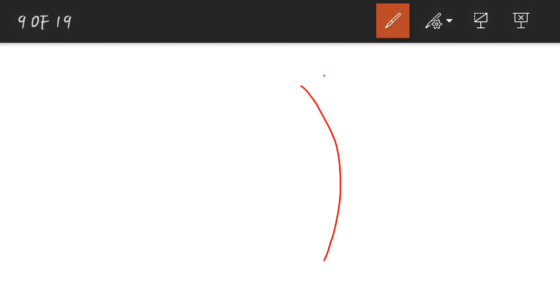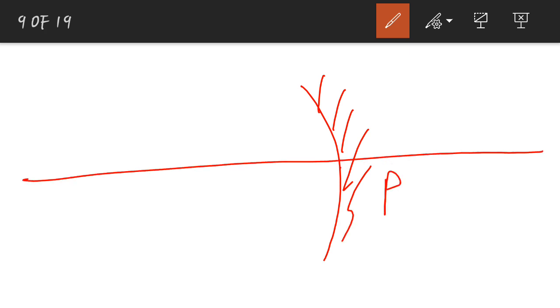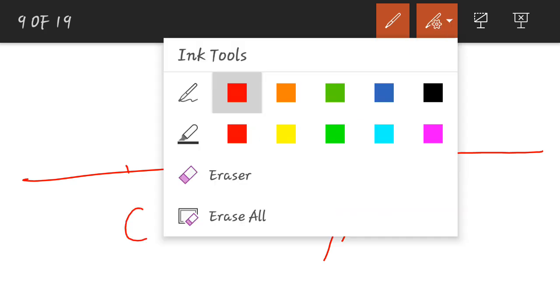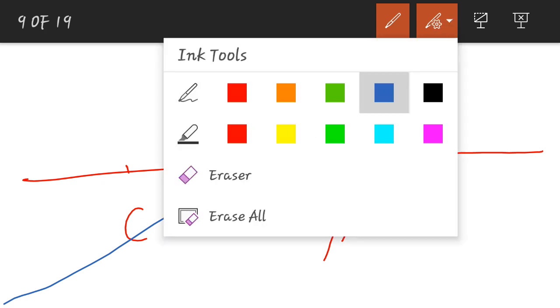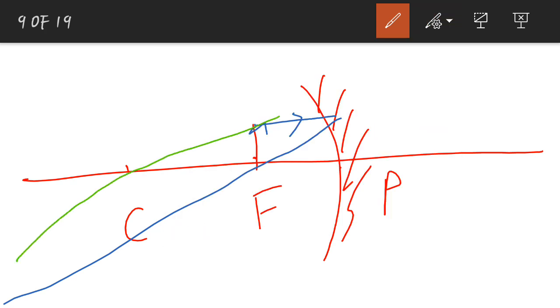So the same we can draw here also. A concave mirror, principal axis, this is the pole, this is the focus, this is the center of curvature. We have kept an object at focus. A ray parallel to the principal axis passes through focus, and another passes through the center of curvature. These two rays are almost parallel, so they will not meet. So the image formed will be at infinity.